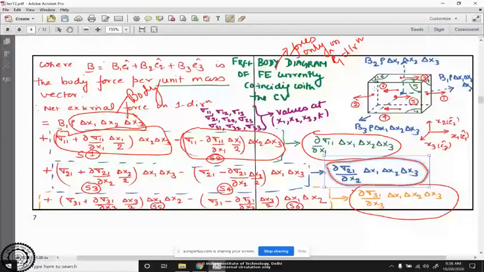Body force, I have just drawn directly with the expression also written. B1, whatever I had here. Again, I know it's a little confusing. I should not write this here because I said I am paying attention to only forces in one direction. So please ignore this. So in one direction, only this matters: B1 rho, delta x1, delta x2, delta x3.